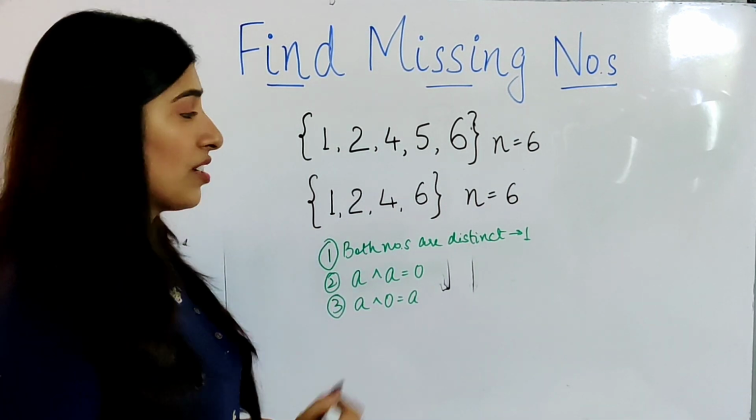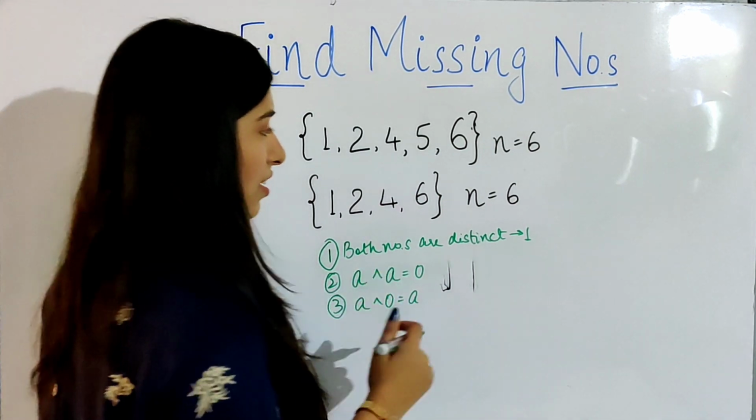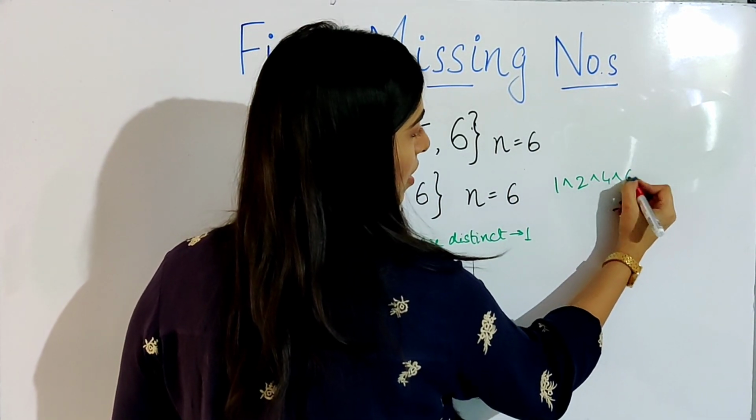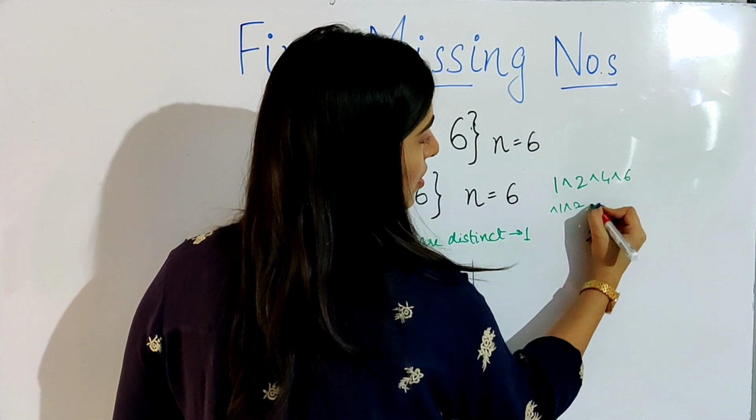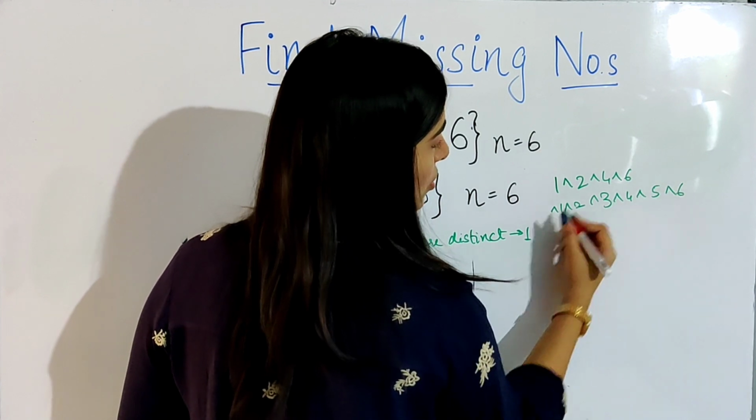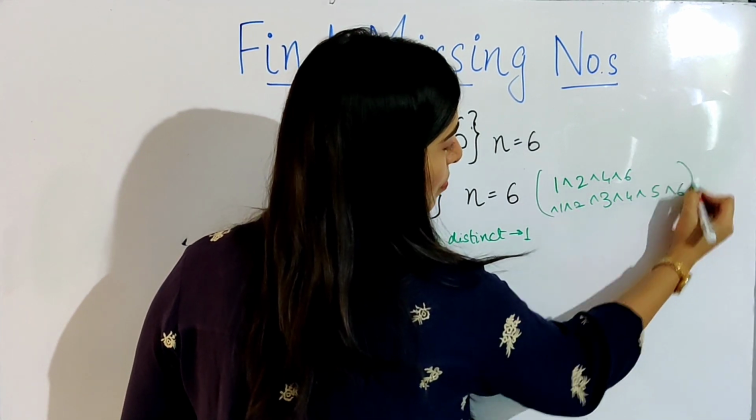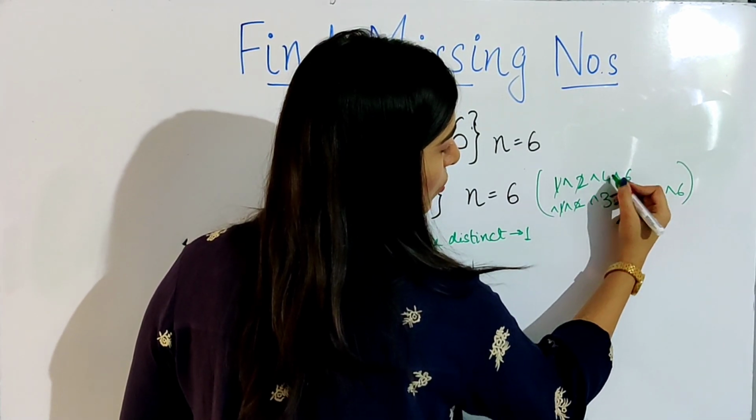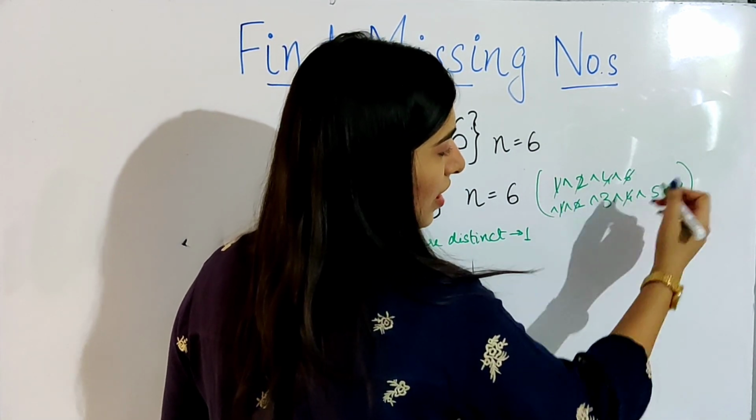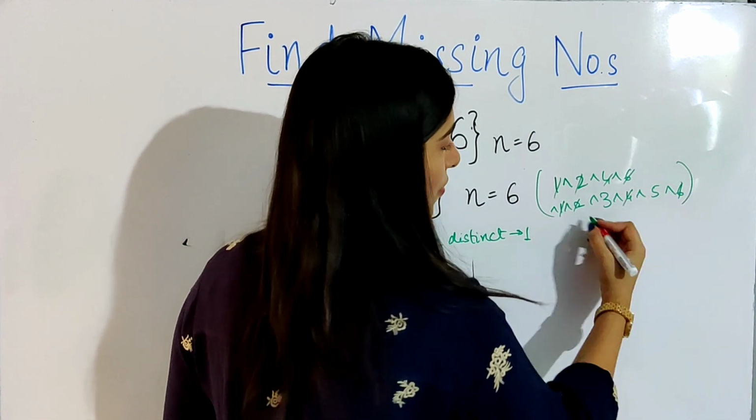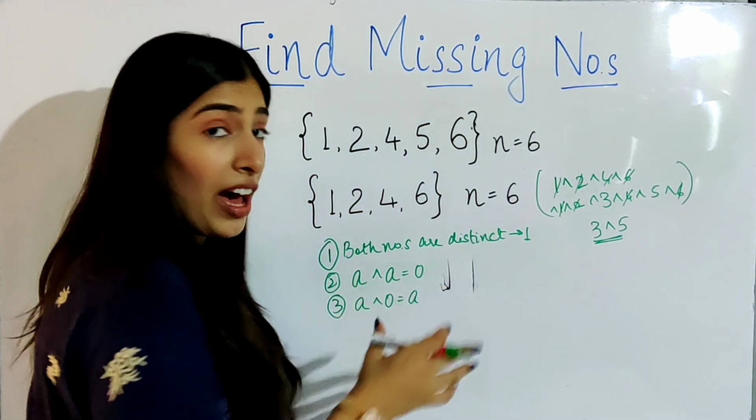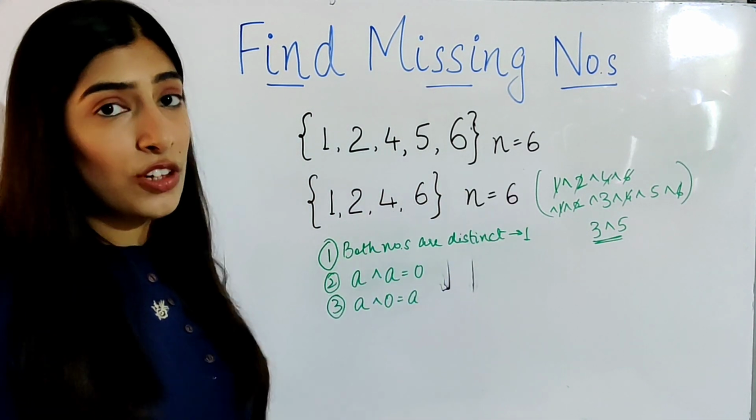Similar to the previous question, if we XOR all the numbers in this case, what will be the answer? So we are XORing 1, 2, 4, 6 with 1, 2, 3, 4, 5, 6. So in this case, 1 will get cancelled, 2, 4, 6, all of them will result to 0. So our final answer will be 0 XOR 3 XOR 5, which will be 3 XOR 5.